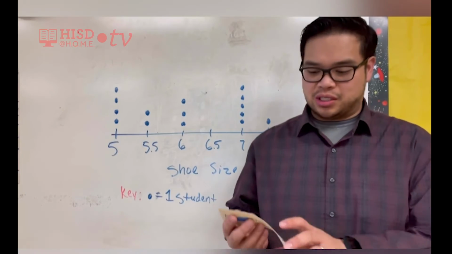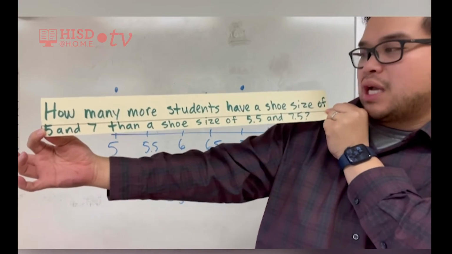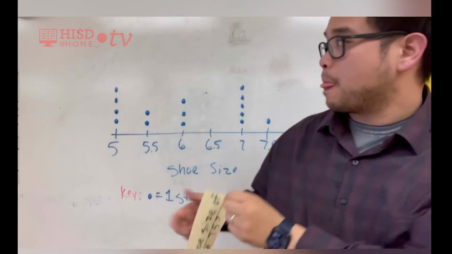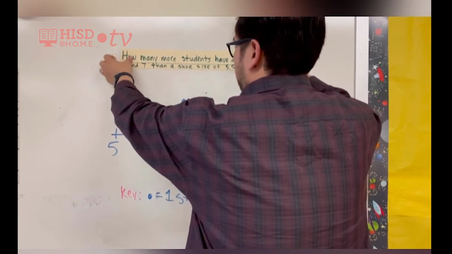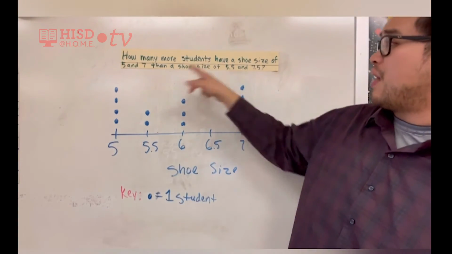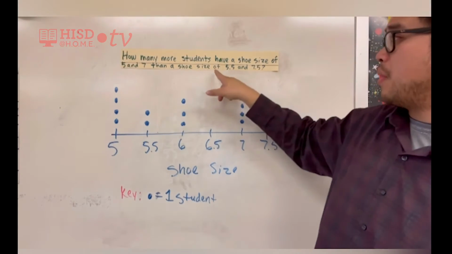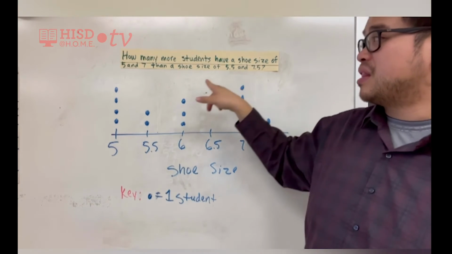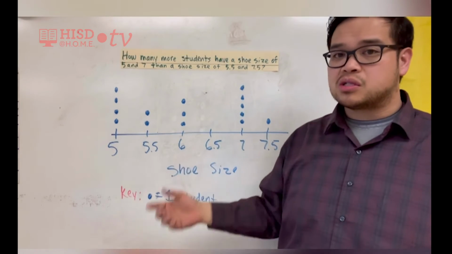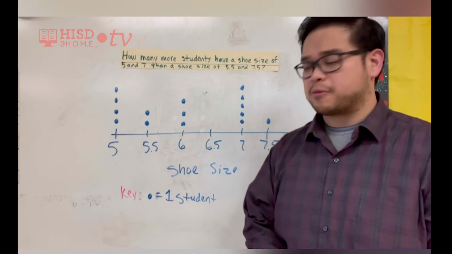So our next question is, how many more students have a shoe size of 5 and 7 than a shoe size of 5.5 and 7.5? This is going to be a multi-step problem because it says 5 and 7. So that lets us know we're going to have to find a total amount of 5 and 7 and a total amount of 5.5 and 7.5. But then it also says 5 and 7 than a shoe size of 5.5 and 7.5. So we're going to be comparing these, which means we're going to subtract. So let's go ahead and get started with our math.